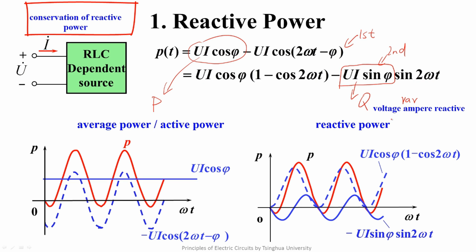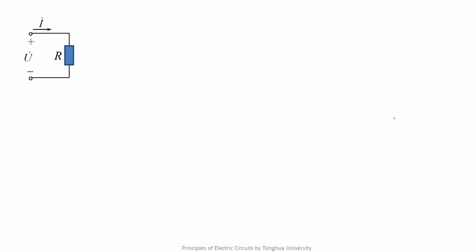Similar to active power, the reactive power is also conserved in the whole circuit. That is to say, the sum of the reactive power supplied by all elements is zero. Next, we will discuss the reactive power absorbed by the resistors, capacitors, and inductors. For the resistors, the power factor angle is 0 degrees. So the resistors don't absorb reactive power.